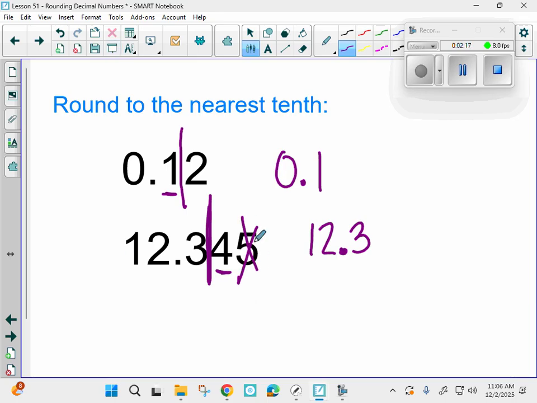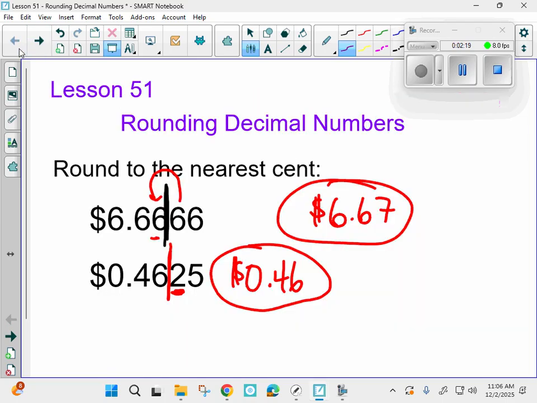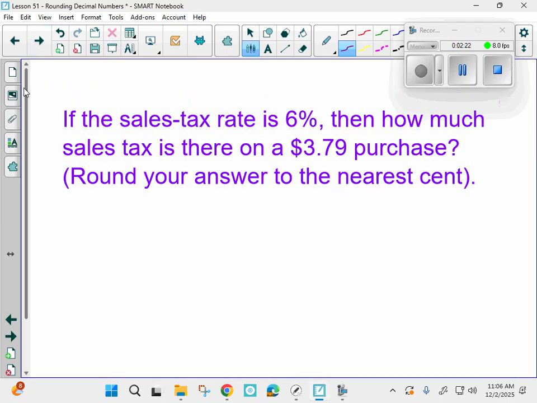Whoops. Hold on. Did I get all these? Okay. If the sales tax rate is 6%, then how much sales tax is there on a $3.79 purchase? How much tax? That means we don't add it back. I just want to know the tax. So I have a $3.79 purchase, and we're going to make this a decimal.